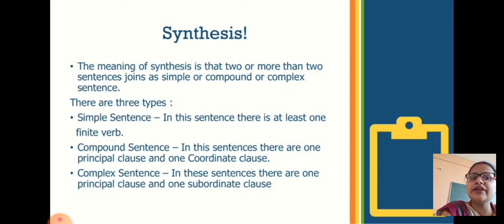You are already aware of simple, compound and complex sentences. There are three types of sentences: simple, compound and complex. Simple: in this sentence there is at least one finite verb. Compound: two sentences, or principal clauses, can be joined with the help of conjunctions. Complex sentences: in these sentences there is one principal clause and one subordinate clause.